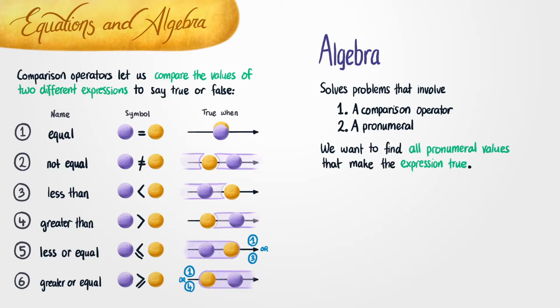So at least in the basic case, algebra is designed to actually solve problems that involve any comparison operator and a missing pronumeral. The whole idea of algebra is to actually find all the values of the pronumeral that make the whole expression true.